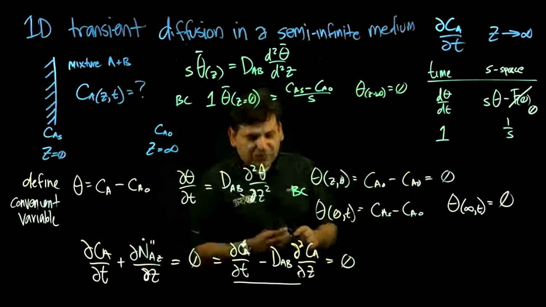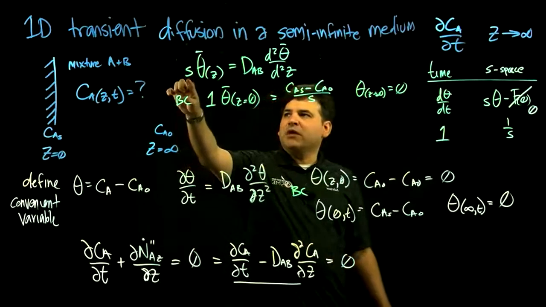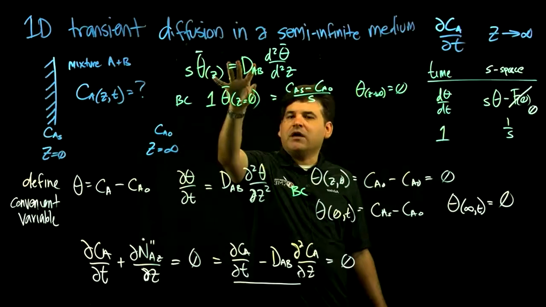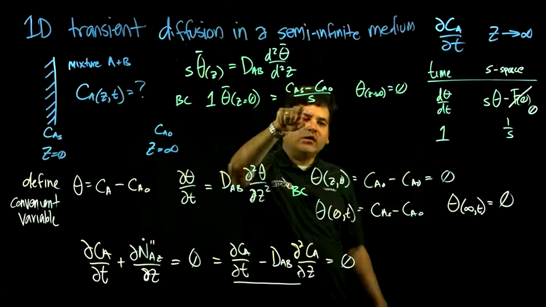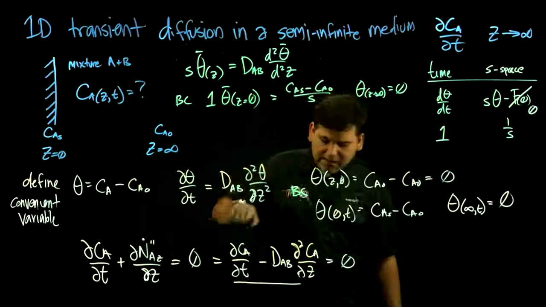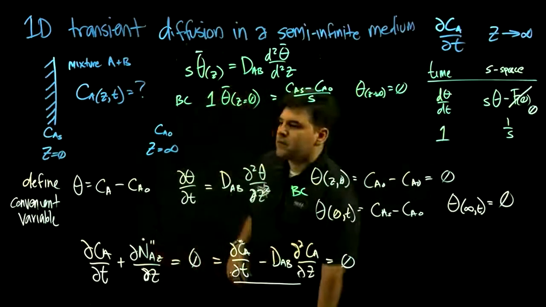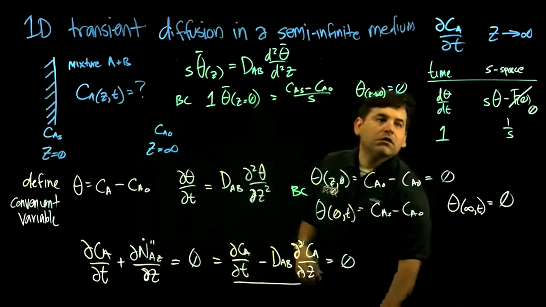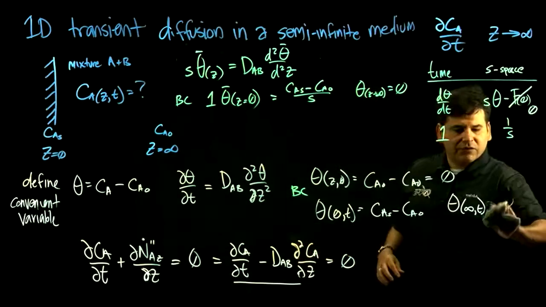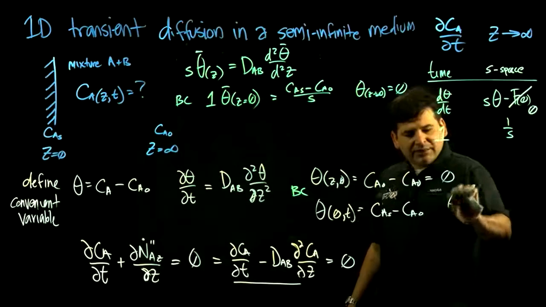So by using this Laplace transform, we've got rid of the time space. We just replaced it with this s variable. That makes it one-dimensional now, I mean a one-variable differential equation. Then we transform the boundary conditions to the s space. And now we can solve this. So let's solve this equation.